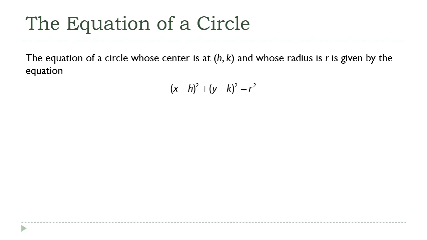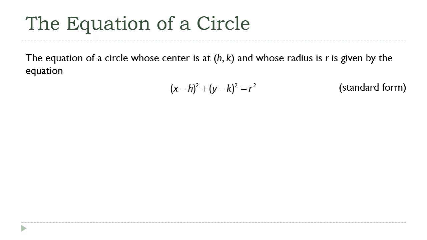Now, I've got a result written out here with all the formal details. The equation of a circle whose center is at h comma k and whose radius is r is given by this equation, which is what we just described, right? And this version of the equation is what's called the standard form.